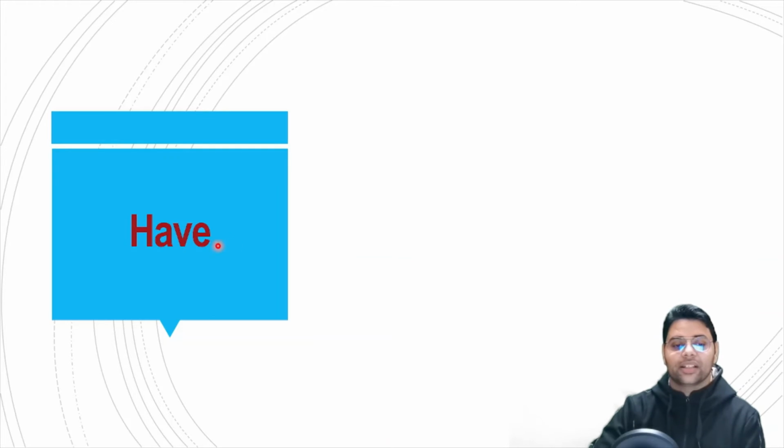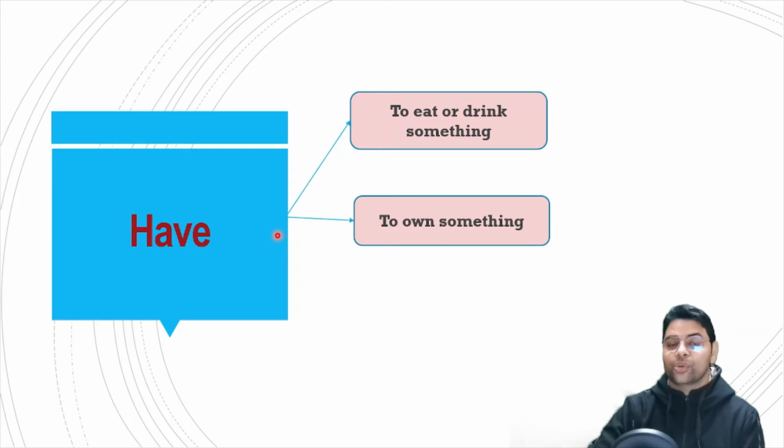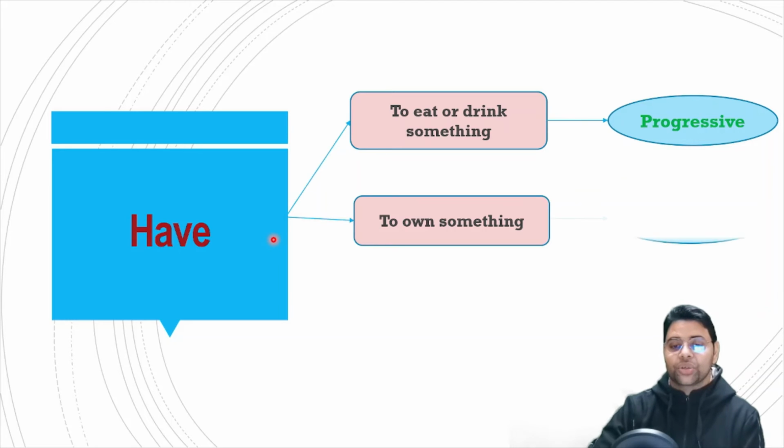Next verb is have, and it is very important. The first meaning: we are talking about have as a main verb, not have as an auxiliary. Have can mean to eat or drink something, like have a cup of tea, I am having lunch now. Another meaning of have is to own or possess something, to be the owner of something. When have means to eat or drink something, it is progressive. But when have means to own something, in that sense it is stative.